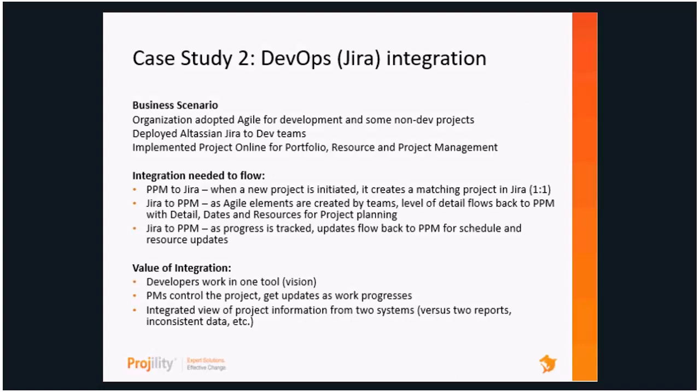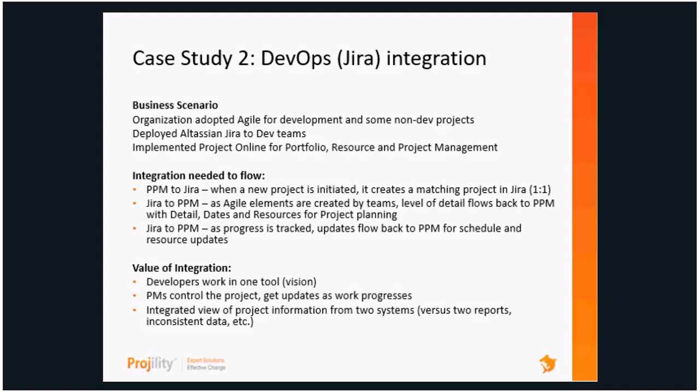So from an integration perspective, what we needed to do is really work with that client to design and build out the workflow and the process as follows. First, from a Project Online perspective, we were going to take a new project when it was initiated in Project Online after it had been approved, and then it would go and create a matching project in Jira, a one-to-one. So we'd start from Project Online and move it over to Jira so we had a one-to-one matching with the project, with unique project IDs for reporting purposes.